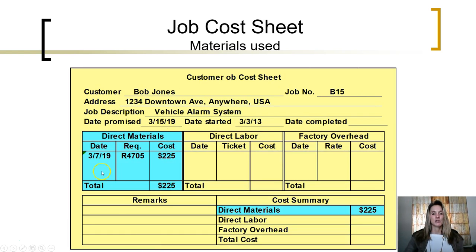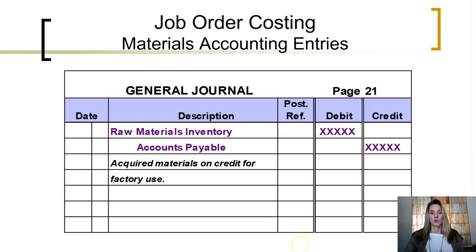So as materials are used, we would keep track of the cost of the materials that were called into production relating specifically to just this job. The journal entry we would use when we purchase materials that will be used in production would involve a debit to the raw materials inventory account and a credit to accounts payable, assuming it was purchased on credit, or we could credit cash if paying cash for the purchase of materials.